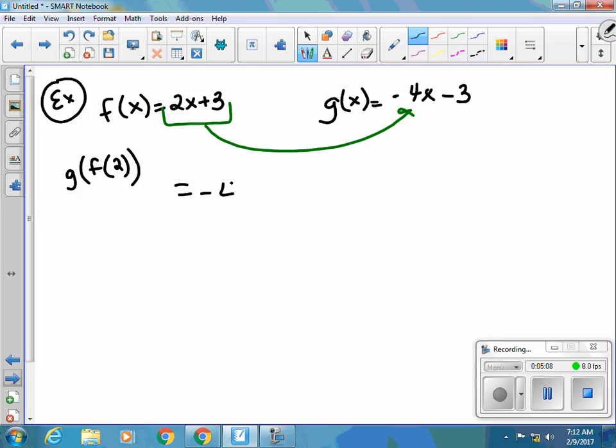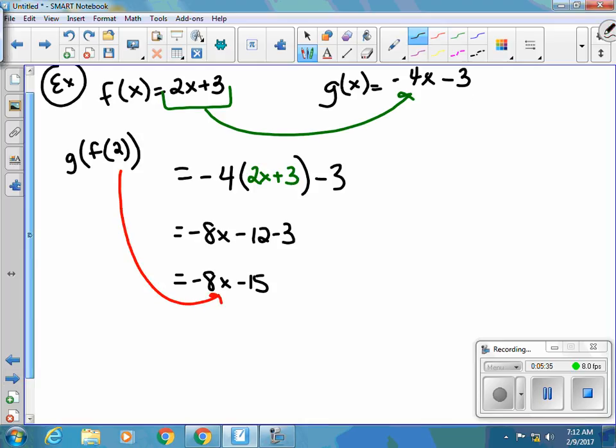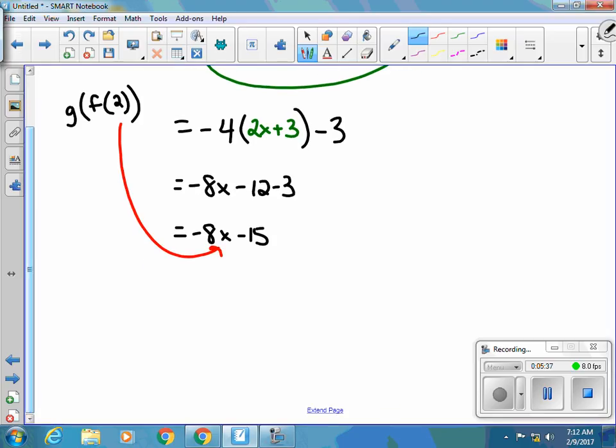So we have negative 4 times 2x plus 3 minus 3. I'm going to go ahead and distribute. So I've got negative 8x minus 12 minus 3, which is negative 8x minus 15. So now that I've got it simplified, that's when I go through and plug the 2 in. And the reason why I do it this way is that way I don't get something goofed up if I plug the 2 in right away.